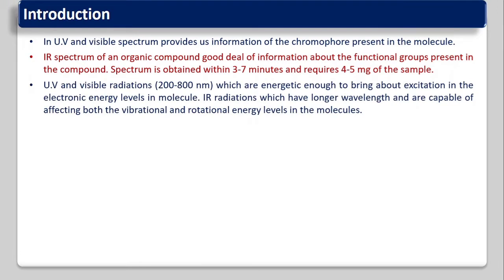In UV visible spectroscopy, the radiations used have wavelengths of 200 to 800 nanometers. These radiations are very energetic, and because of that they bring about excitations in the electronic energy levels of the molecule. While in IR radiations, the wavelength is around 800 to 10 raised to 5 nanometers.